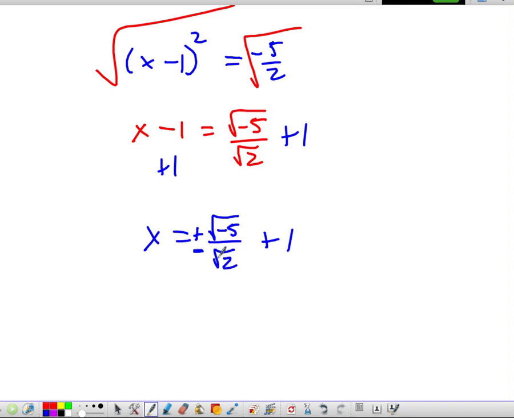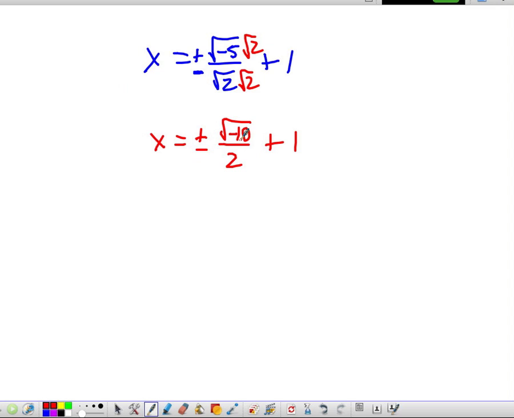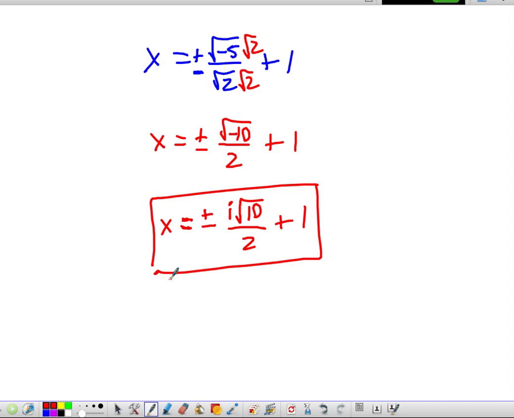First thing I need to do here is rationalize the denominator. So I need to multiply both top and bottom by the square root of 2. So x is equal to plus or minus the square root of negative 10 over 2, plus 1. Negative 5 times 2 gives me negative 10. Now remember, if we have the square root of a negative number, that negative becomes, I hope you remember, an i. The negative goes away and it basically becomes i outside the square root. And so notice that negative is no longer here, it becomes an i, and that is going to be the solution to my quadratic equation.